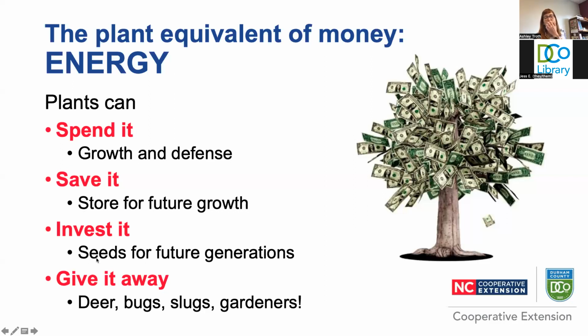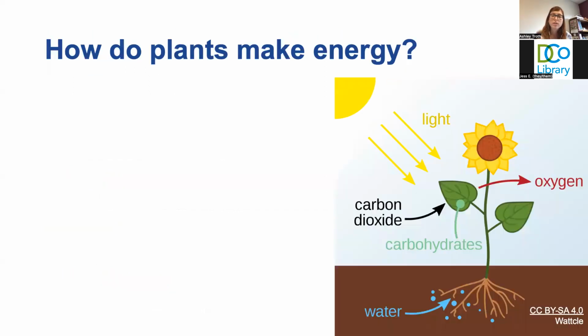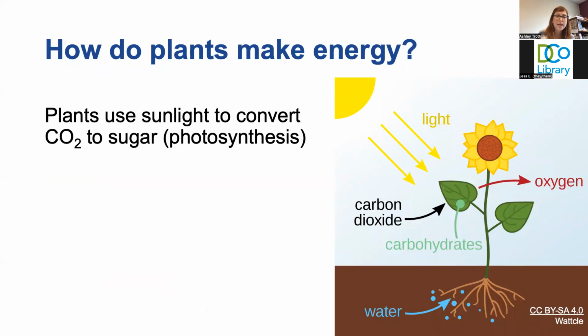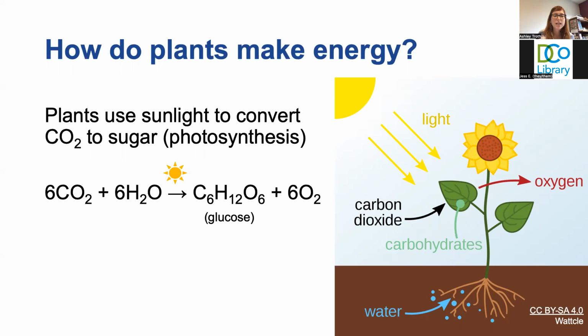And so how do plants make all of this energy that they have to make these decisions with? This is the high school biology part, right? So plants make energy through photosynthesis. This is where they use sunlight to convert CO2 to sugar. This is a basic process, right? This is where almost all of our energy capture in our land systems comes from.